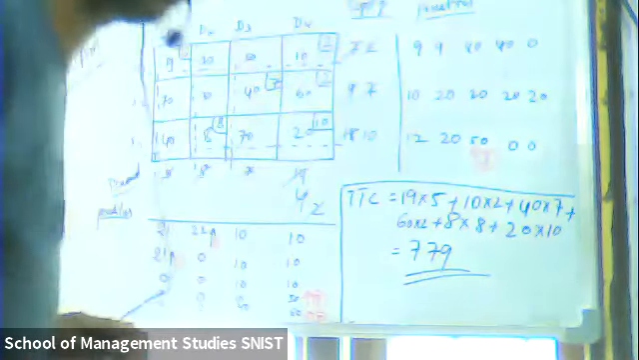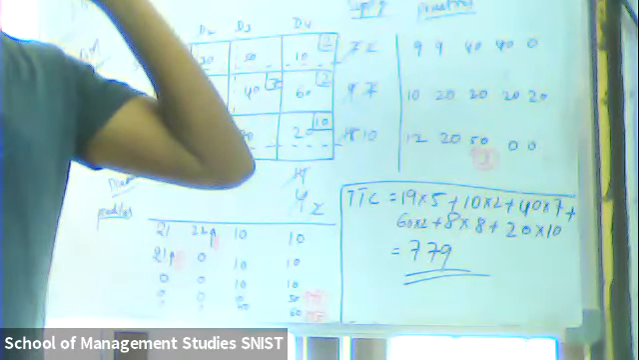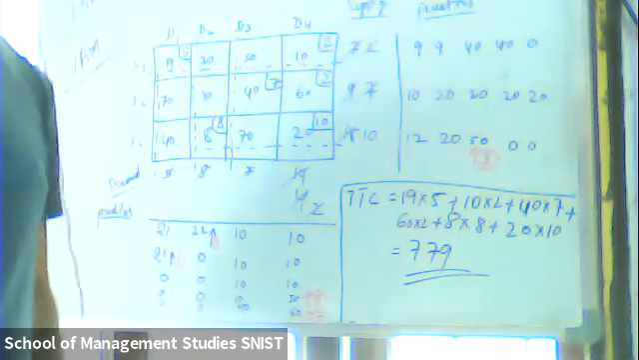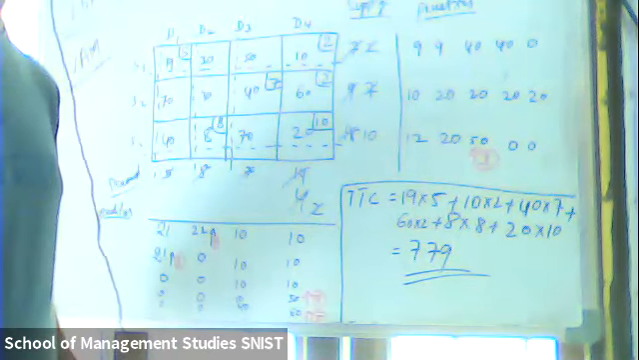Right, so what are they? Northwest corner method, least cost method, and Vogel's approximation method. Northwest corner method, least cost method, and Vogel's approximation method, right?